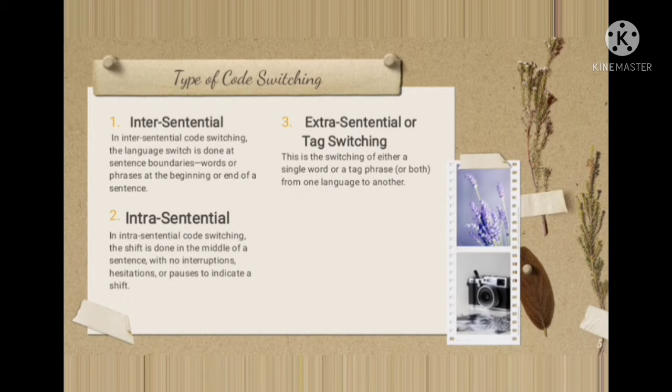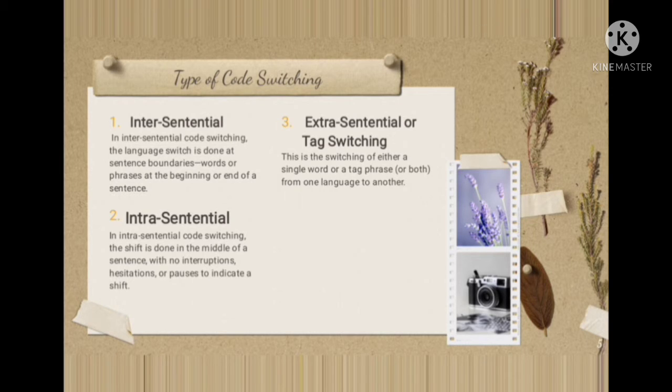And the next is types of code switching. Here, there are three types of code switching. The first is intersentential. In intersentential code switching, the language switch is done at sentence boundaries, with words or phrases at the beginning or end of a sentence. This type is seen most often in fluent bilingual speakers. For example, if you are ready for the job interview, Izi Alim Mazin.